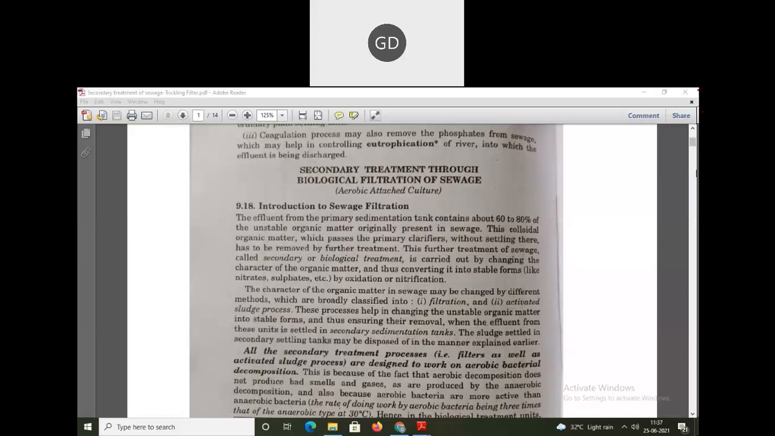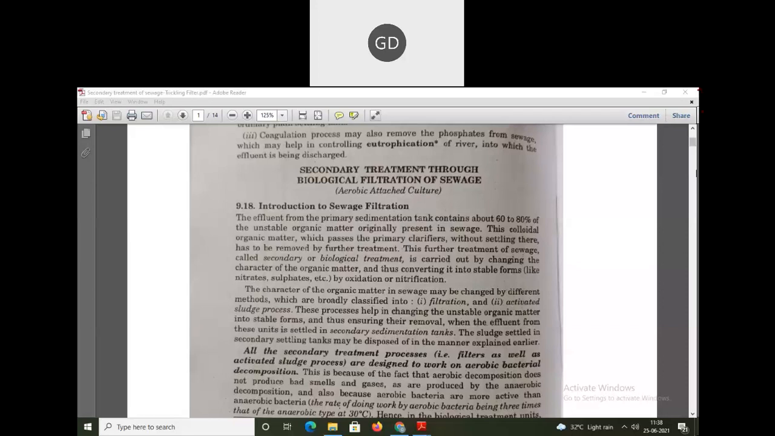Also, the sludge that is settled in the secondary settling tank can be disposed of easily. All these secondary treatment processes are designed to work on aerobic bacterial decomposition. There are two kinds of bacterial decomposition: one is in the presence of oxygen, known as aerobic bacterial decomposition, and the other is anaerobic bacterial decomposition, which is in the absence of oxygen.